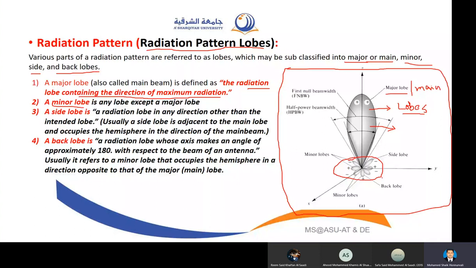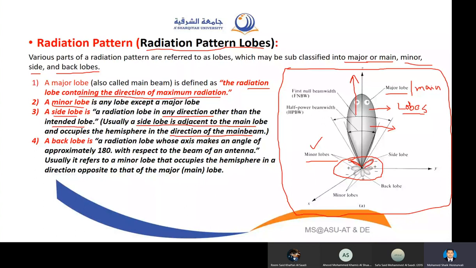What is a side lobe? A side lobe is a radiation lobe in any direction other than the intended lobe. Usually, a side lobe is adjacent to the main lobe and occupies the hemisphere in the direction of the main beam. Which means, you see here, this is the direction of the main beam, right? What lobes are there at its side? The lobes which are connected or present at the side of this main lobe, these two we call side lobes.